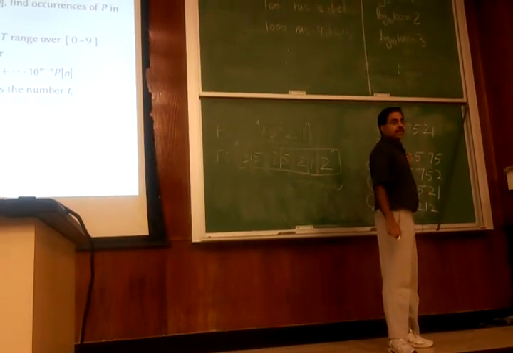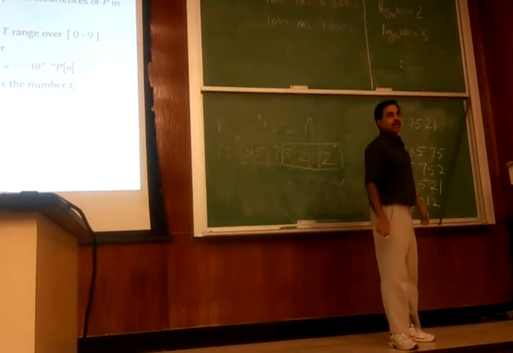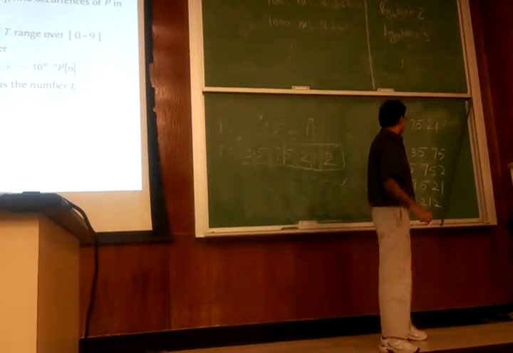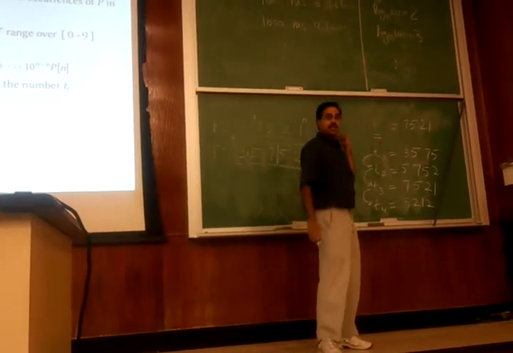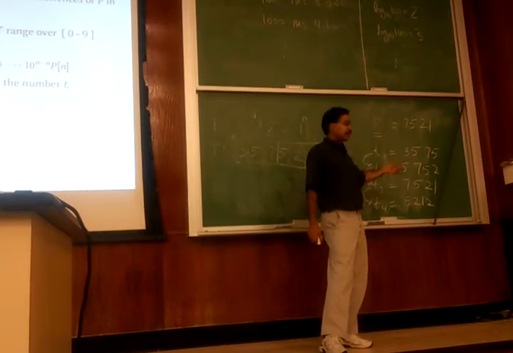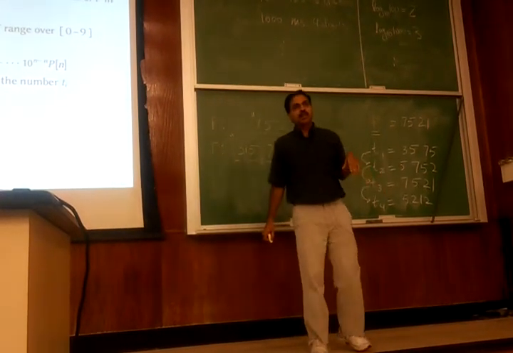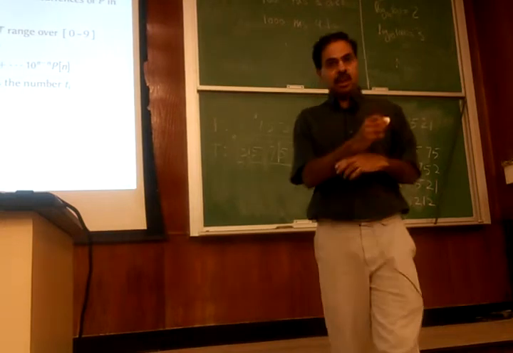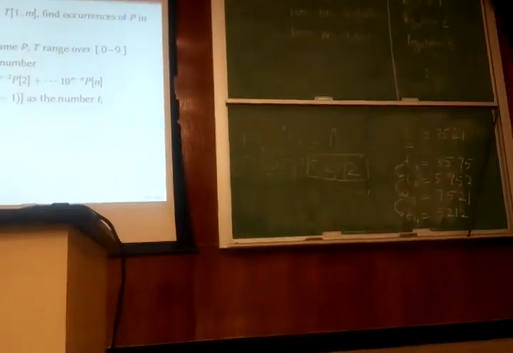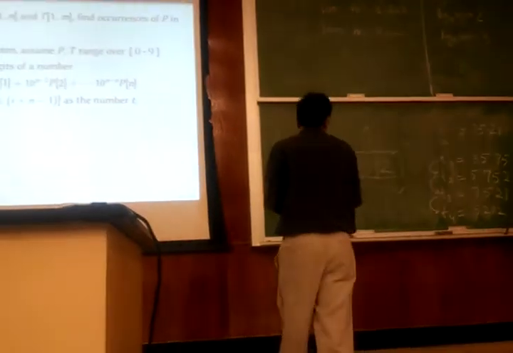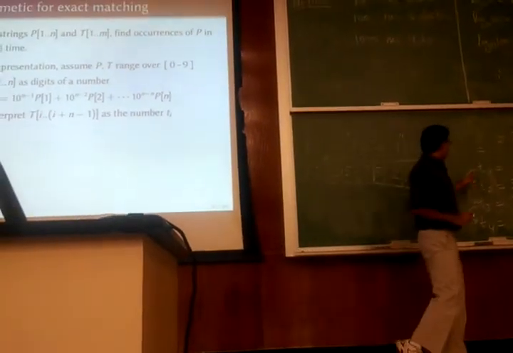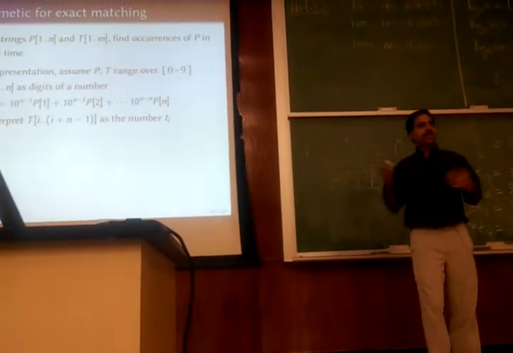So I need to multiply by 10 and then mask out the most significant digit and then shift in the new digit, right? So once I do that, you can see that this particular operation, going from ti to ti minus 1, can be done in constant time.